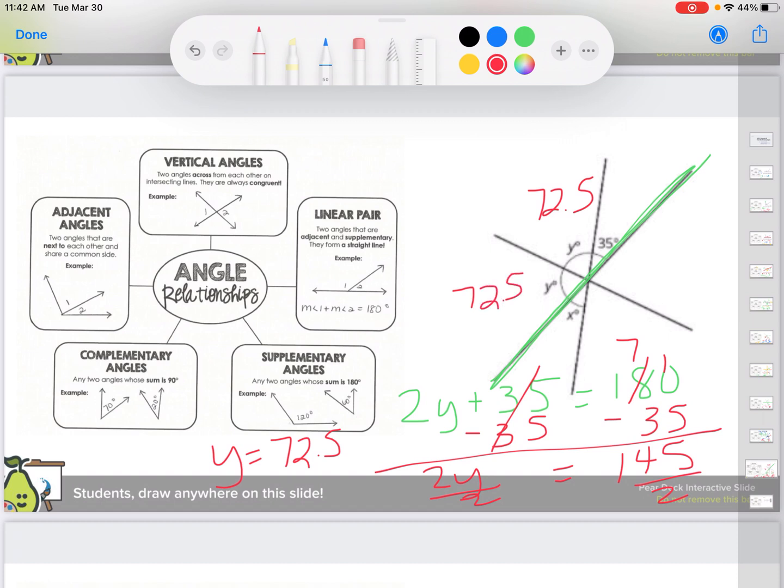Then I have to look at, okay, what are my other relationships here so that I can figure out x. So I know that these two lines intersect, so these are vertical angles right here. So that means x is going to be 35. So you're looking at, okay, what relationships can I pull out so I can determine the like angles.